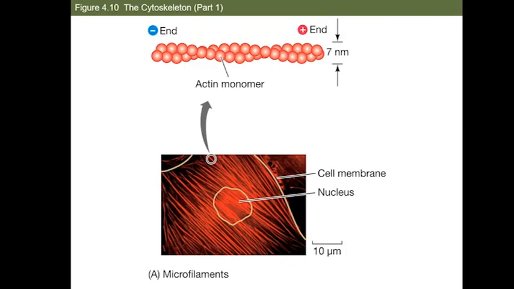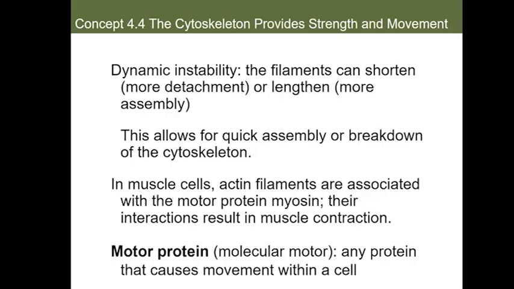So here's a better picture of that. It's about 7 nanometers wide. There's the plus end and the minus end, and it's made up of actin monomers. These are used in cells. Here's the cell membrane, here's the nucleus, and here are all of the filaments. These are microfilaments. They're very small, 7 nanometers.